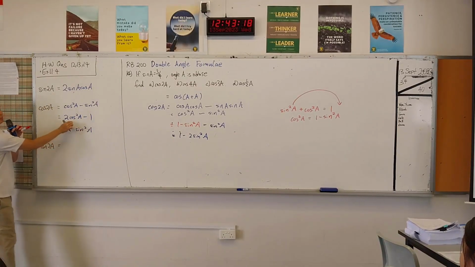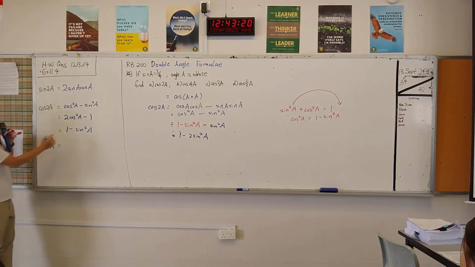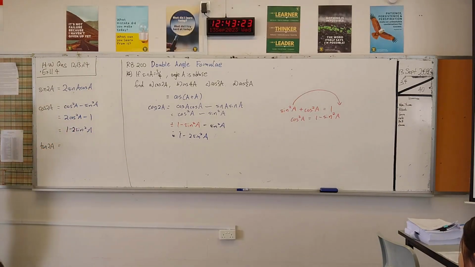Later you'll see why we need so many versions. 1 minus 2 sine square A. Okay, thanks, Brian. Again, the exam formula is given, so don't panic.